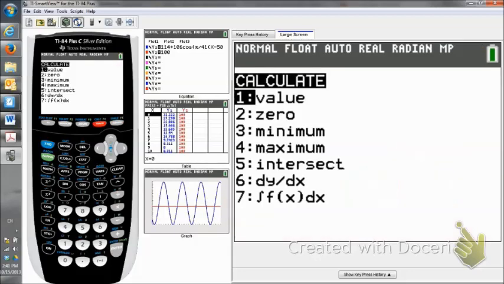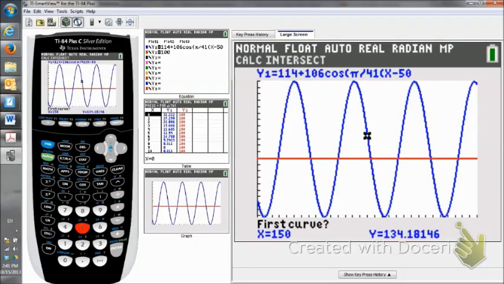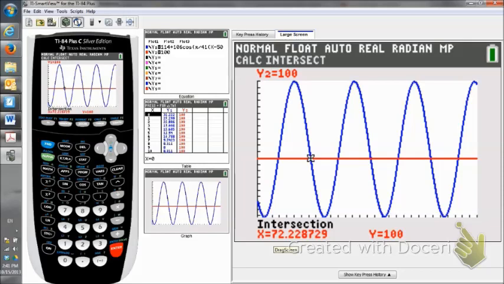Second, trace, intersect. Okay, and I need to make sure this little cursor here is close to that second dot. So I'm going to move that with my left and right arrows. I can move it closer to that second place. And once it's close to the second one, if you guys remember from solving systems, it's enter, enter, enter. And then it tells me when x is 72.229 seconds, my y is at 100 feet, and that is the second time from looking at my picture.